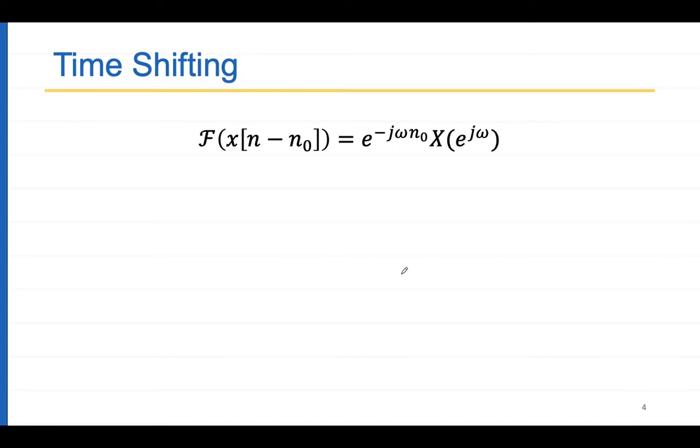So another property is time shifting. If I shift my signal in time, let's say I have some x of n like this, and I shift it in time. Let us say this was, the beginning of the peak was at 0, and now the beginning of the peak is at n naught. This is my n, this is my x dash of n, which is equal to x of n minus n naught. Then how will my Fourier transform change?